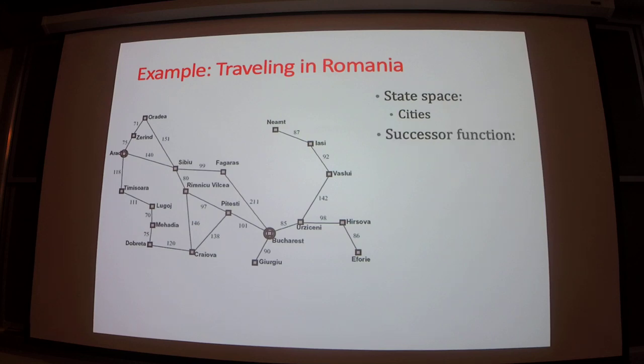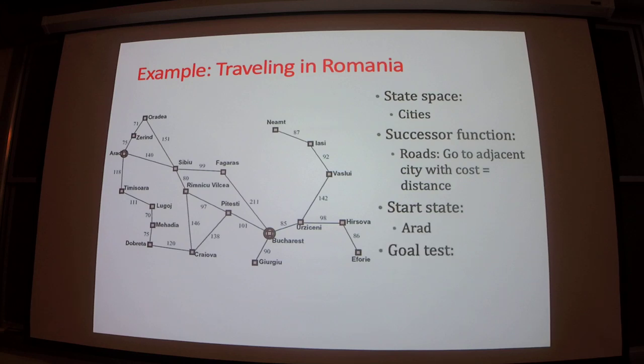What in this abstraction are the successor functions? That's right, the roads that go between one city to another. And we may have some cost associated with the distance. It doesn't have to be the distance, it could be the amount of gas required to do so, or something like this. We have some start state, I mentioned that already. And we have a goal test. Are we in Bucharest? So then the goal of the search problem is to produce some solution or an optimal solution.